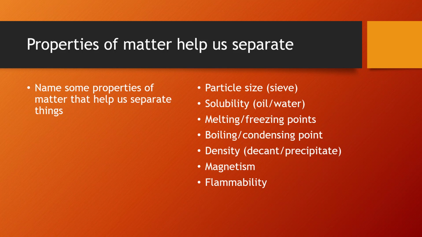Density means you can decant or basically pour off a top layer, or that something may form a precipitate. If something is dense enough to become a solid, it will basically come out of a solution and end up on the bottom of a test tube. Magnetism and flammability are, of course, kind of rough ways of separating things based on their intrinsic properties of being magnetic or being flammable.